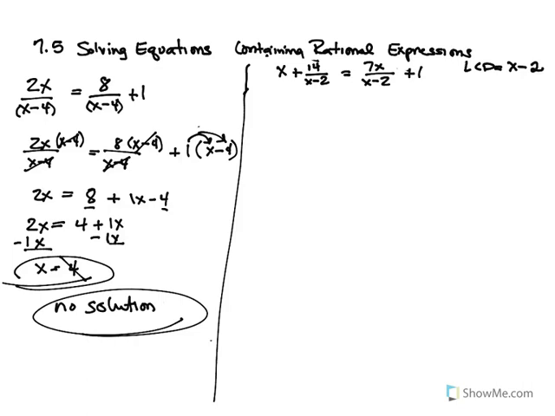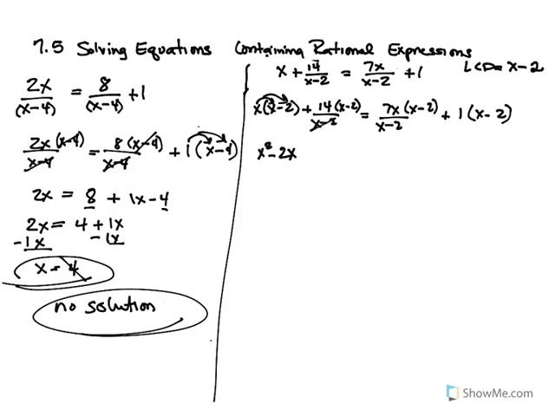Okay, so what do I do? I want to take my x minus 2 and multiply it to every single term, because remember, right now my goal is just to get rid of those fractions. But everybody has to multiply to the x minus 2. So I multiply x minus 2 to everybody. First, this would distribute here, so x squared minus 2x. And in the second one, the x minus 2's cancel, so just plus 14 equals, x minus 2's cancel, 7x plus distribute 1 times x minus 2.